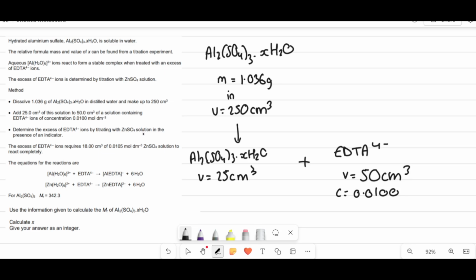So use reading comprehension again carefully here. Determine the excess of EDTA. So we've just established they're reacting this and this together.